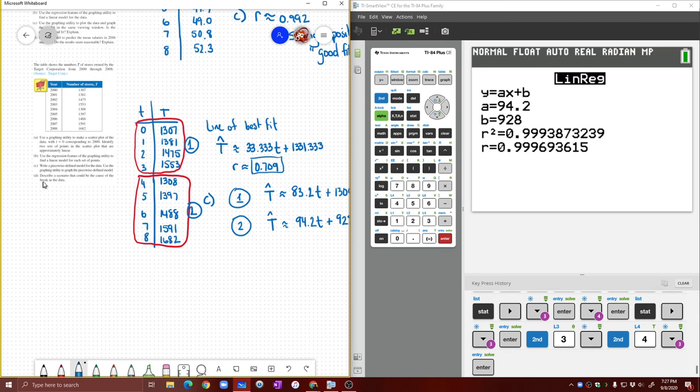Okay, so part D now says describe a scenario that could be the cause for the break in the data. So what could you think have happened to cause this to occur? So notice the number of stores went up, and then all of a sudden we get to 2004 and we had a pretty big drop in the number of stores, but then it started to increase again. So what could be the cause for something like that to occur?